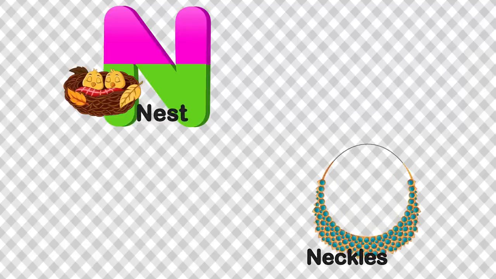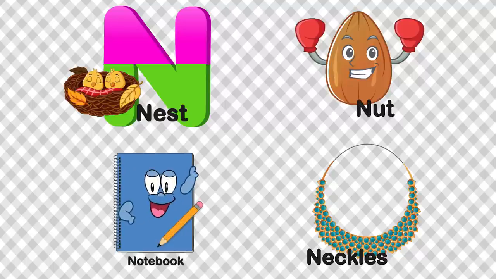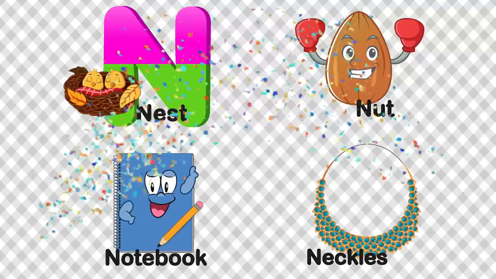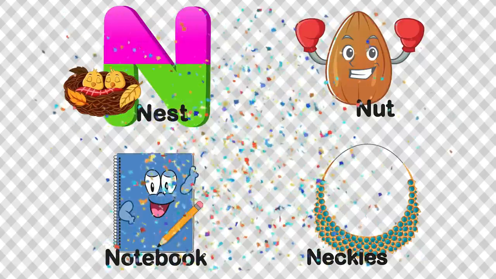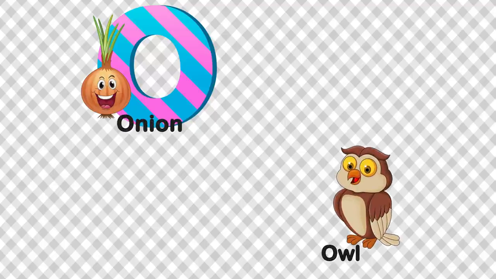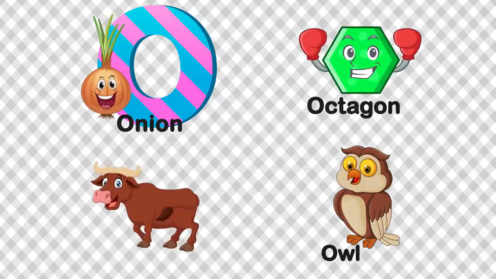Yay! N. The sound of N is n. Nest. Necklace. Nuts. Notebook. Yay! O. The sound of O is o. Onion, owl, octagon, ox.